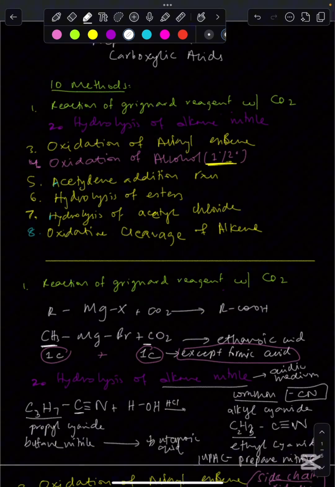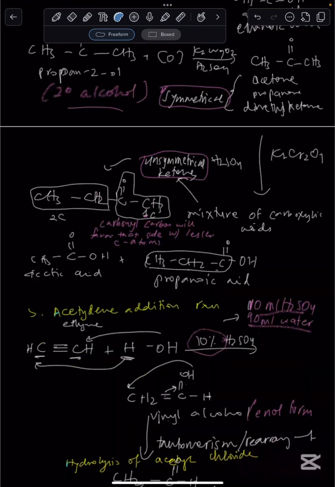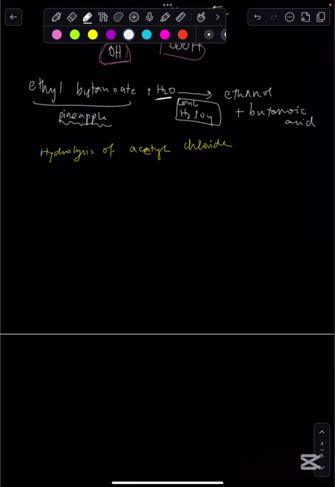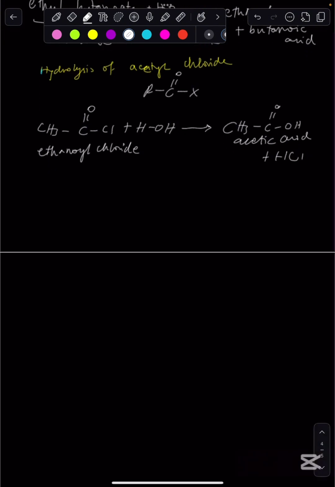Okay, so moving on, what we have is hydrolysis of acetyl chloride. So what we'll do is we have acetyl chloride, for example RCOX. For example, we have ethanoyl chloride. And that's going to react with water, and then it's going to form acetic acid, ethanoic acid.